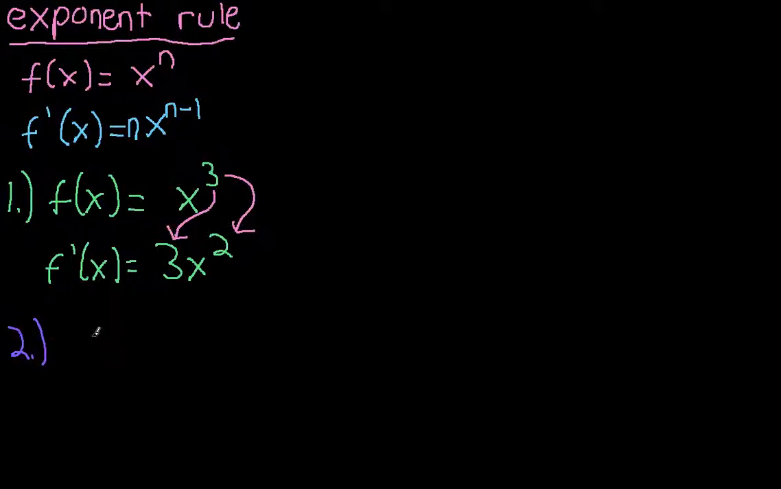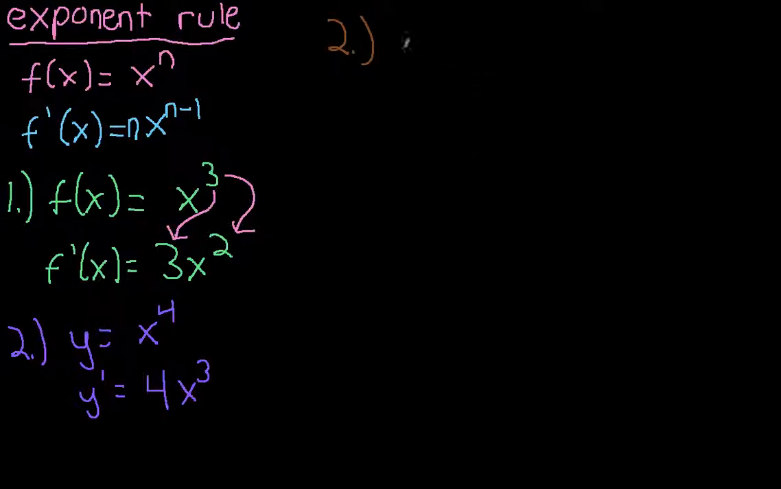Let's try using a different notation. So instead of f of x, let's say y is equal to x to the fourth. Then what would y prime be? Well, y prime would be 4x to the third. I did the same thing here. I just brought that 4 to the front and then reduced it by 1. Let's try another example.